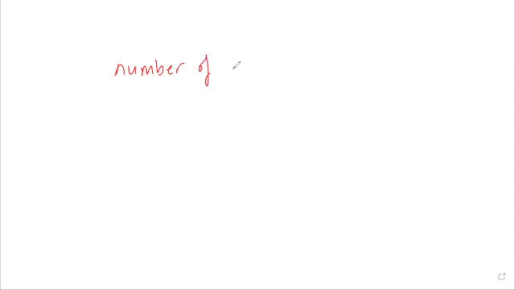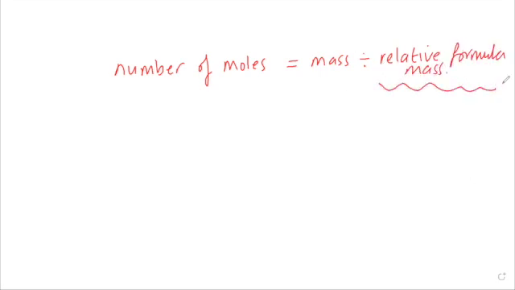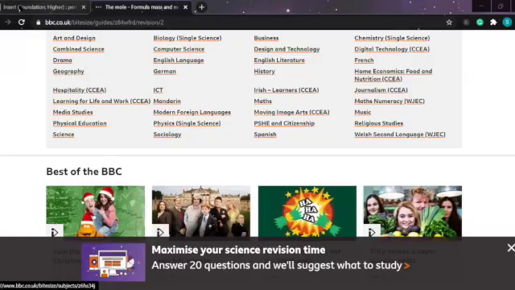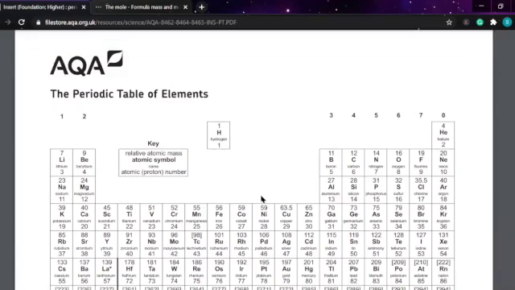So what we need to do next is to write down the formula for working out moles. So the number of moles is the mass divided by the relative formula mass. Now you're thinking, what is relative formula mass? So this is actually taken from the periodic table, and if you just bear with me, I'm going to change the screen and I'm going to bring up a periodic table onto the screen.